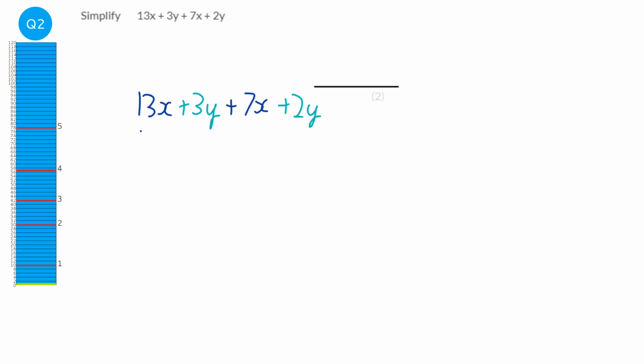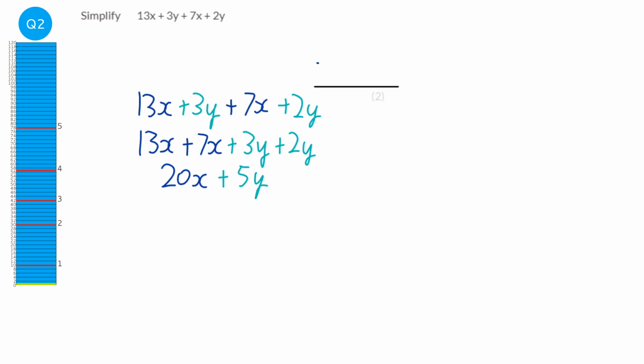So let's put the x's together: 13 lots of x plus 7 lots of x. And let's put the y's together: 3 lots of y plus 2 lots of y. So altogether, 13 lots of x plus 7 lots of x is going to be 20 lots of x. And for the y's, 3 lots of y plus 2 lots of y is going to be 5 lots of y. So our answer is 20x plus 5y.